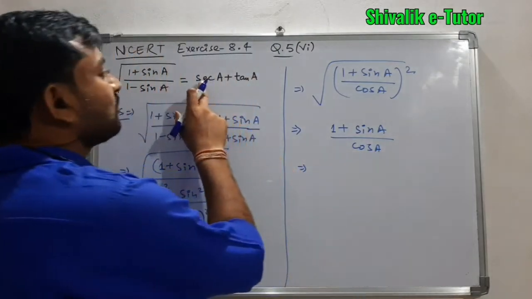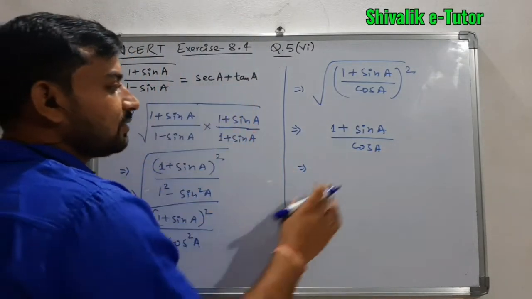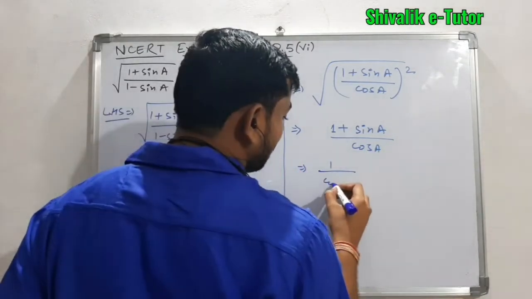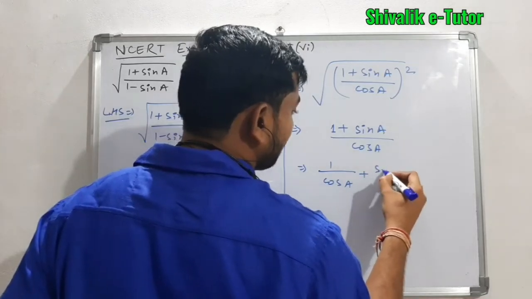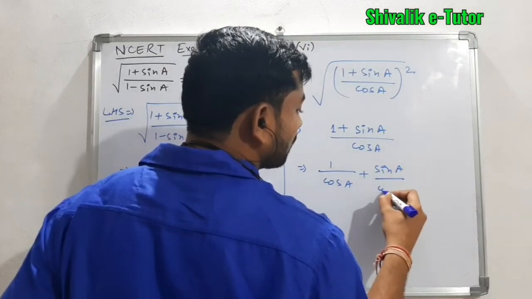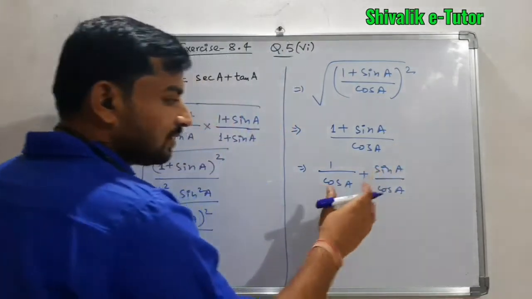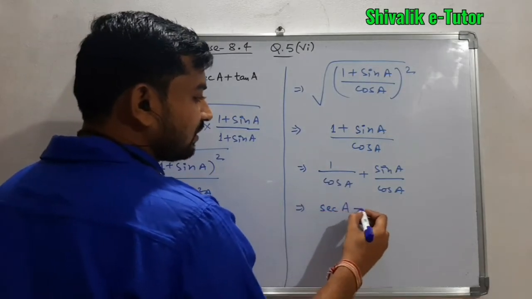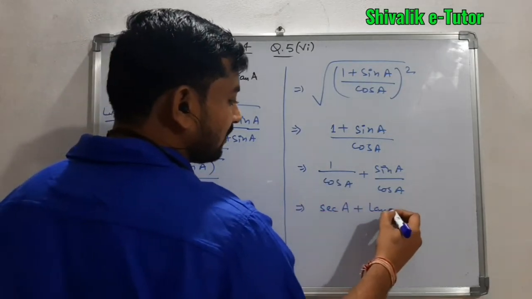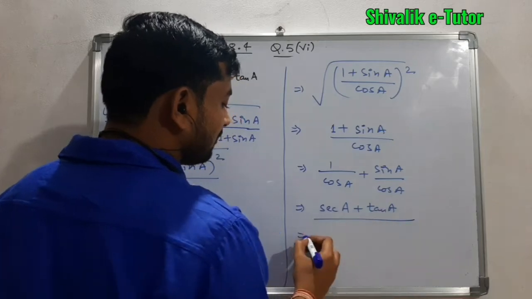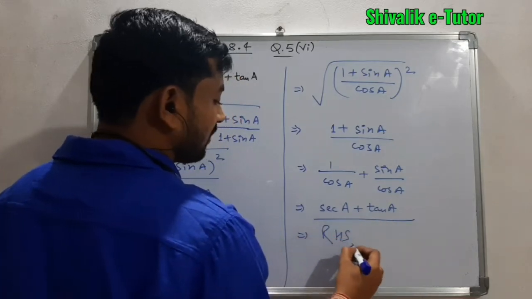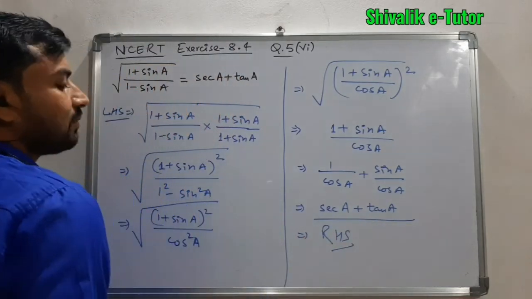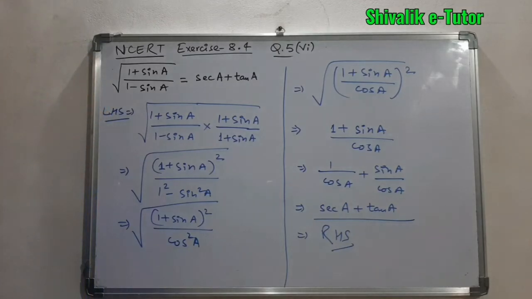Now in the result we have to convert this into two separate terms. So let us separate them. 1 upon cos A plus sin A upon cos A. So here 1 upon cos A is nothing but sec A, and here this is tan A. So the result that is coming is our RHS, that is sec A plus tan A, and this is how we solve this very simple problem.